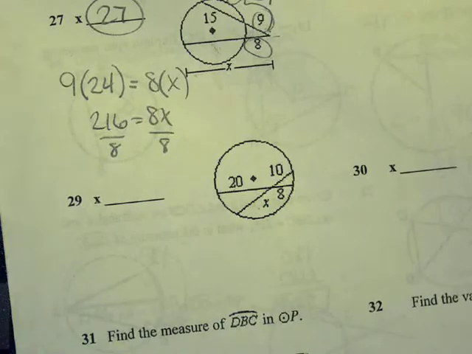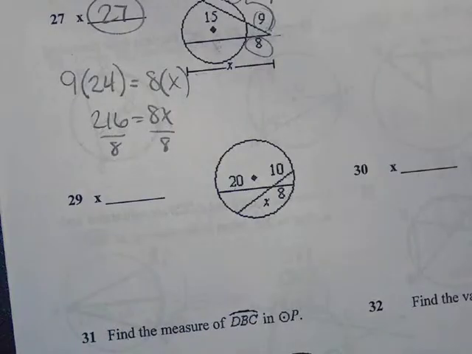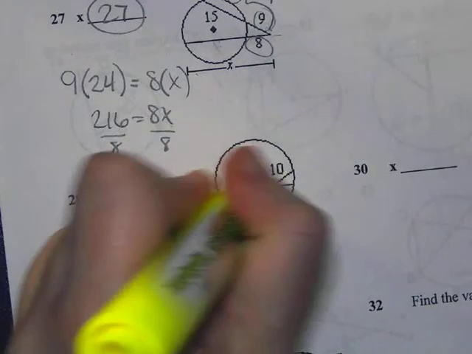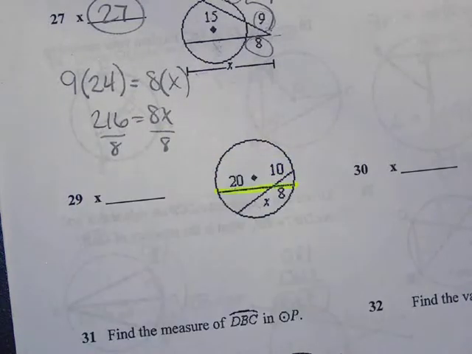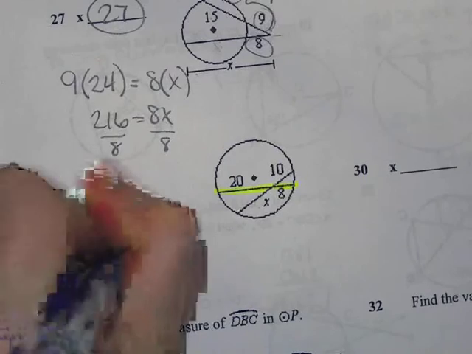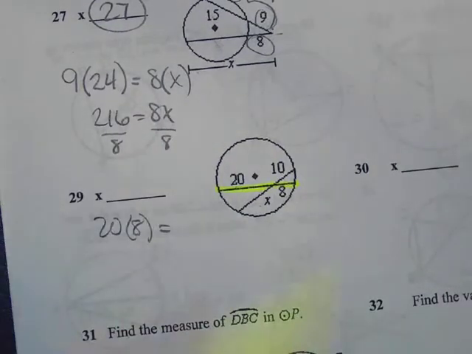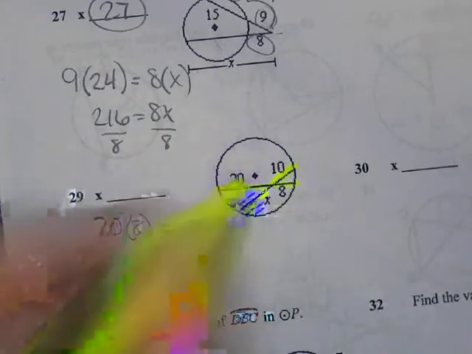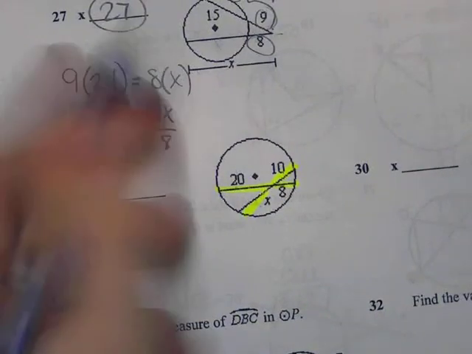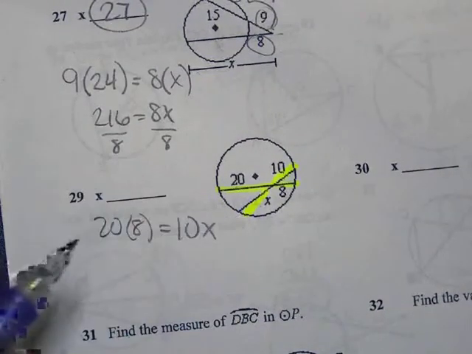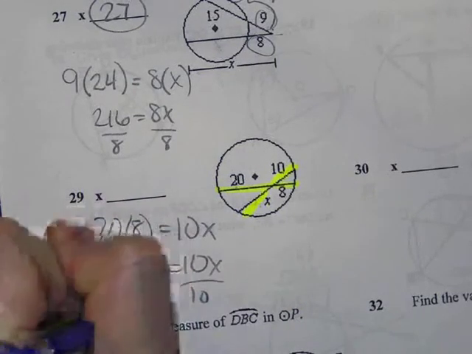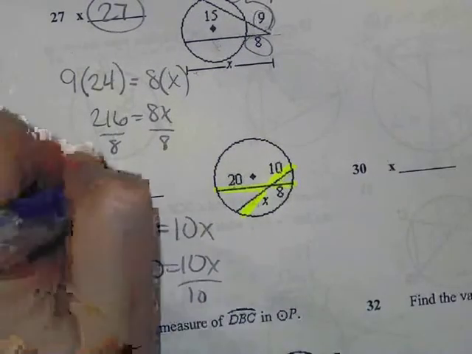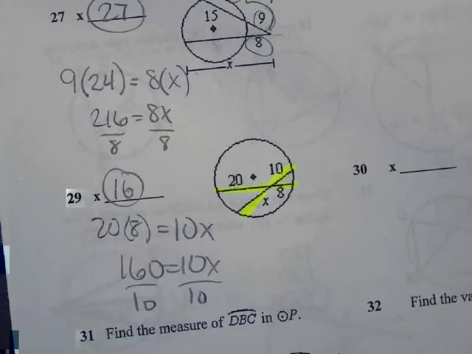So looking at our picture, if I continue drawing on that chord, I'm tracing over the 8. So 20 and 8 get multiplied together, and it gets equal to 10 and the continuation of that chord, which would be 10 times x. So 20 times 8 is 160 equals 10x, and when I divide that by 10, I get an x of 16.